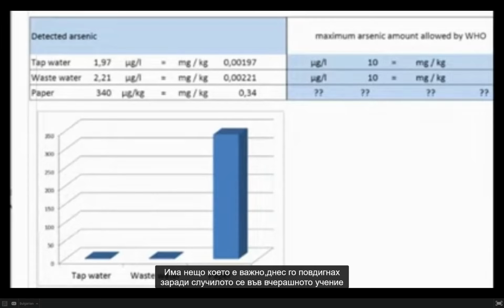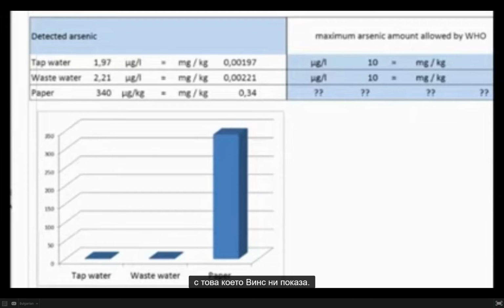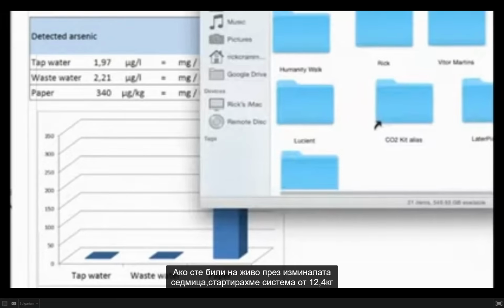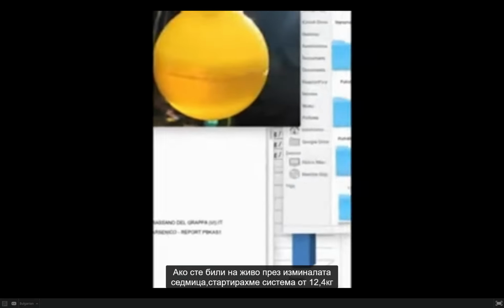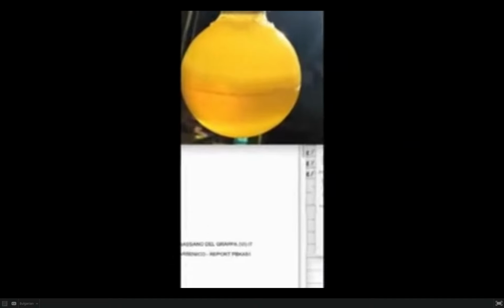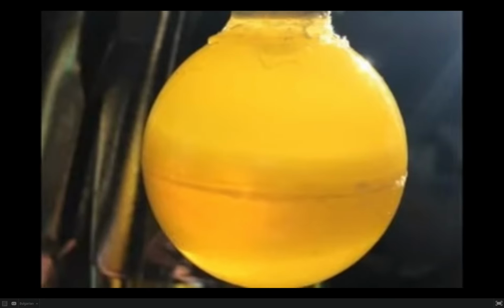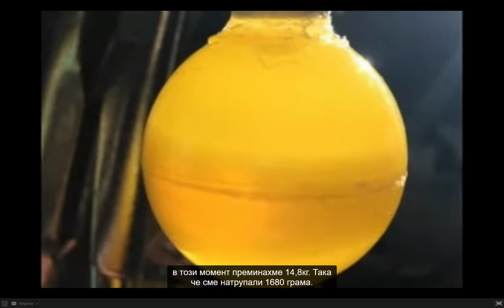Today I brought it up because of what happened in the teachings of yesterday, in what Vince showed us. If you've been on the live stream in the past week, we started the system at 12.4, which is 12 kilograms 400 grams. At this moment, we passed 14 kilograms 80 grams. So we have gained 1,680 grams.